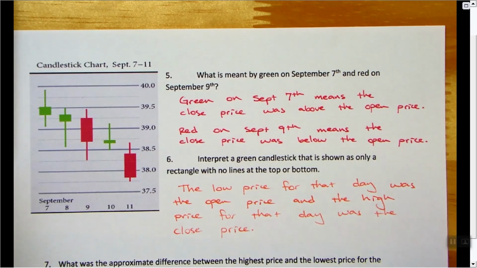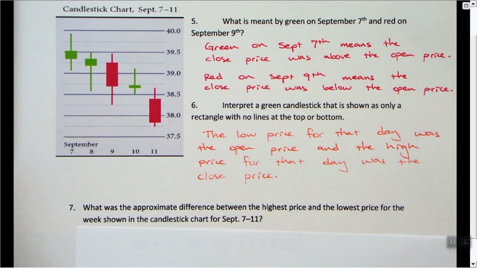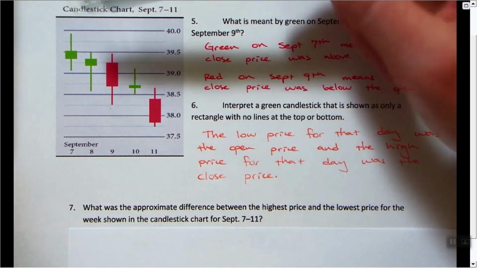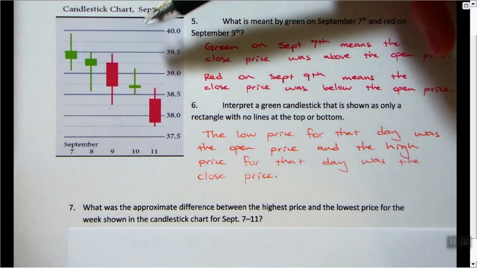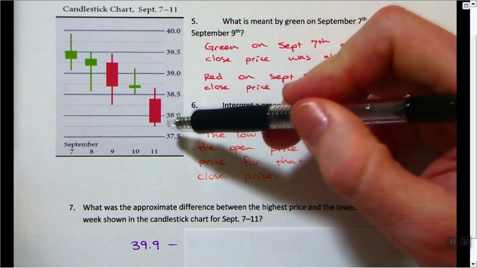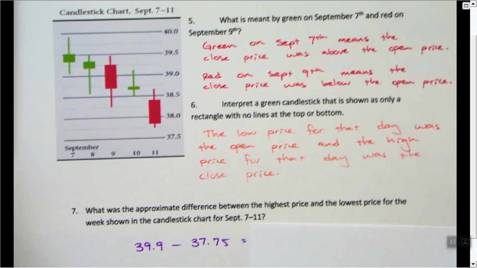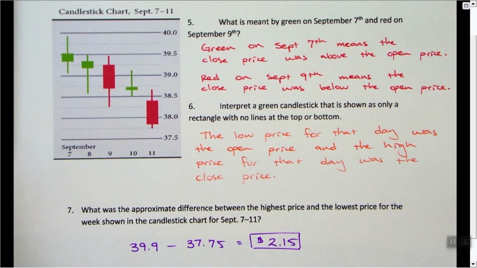Okay, now the next question is, what is the approximate difference between the highest price and the lowest price for the week shown in the candlestick chart for September 7th through 11th. So in this chart right here, what's the difference between the high price and the low price? Well, the high price up here looks to be about 39.9. And the lowest low price is about 37.75. So if you subtract those, you get a difference of 2.15.